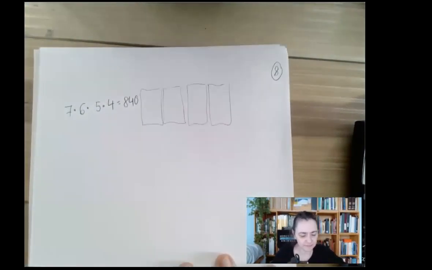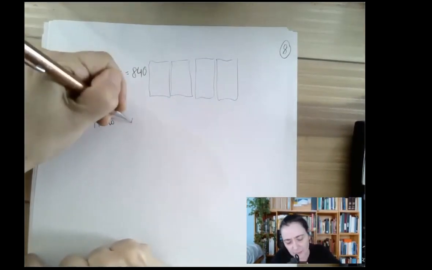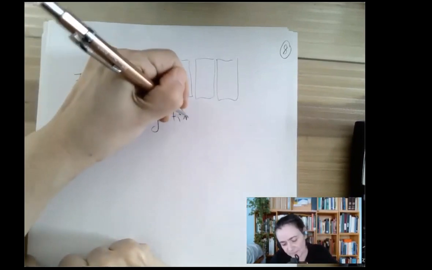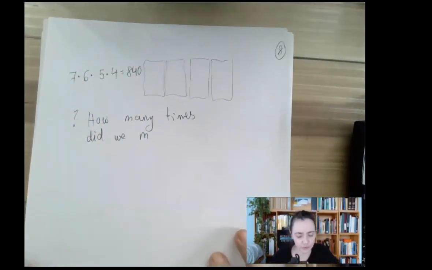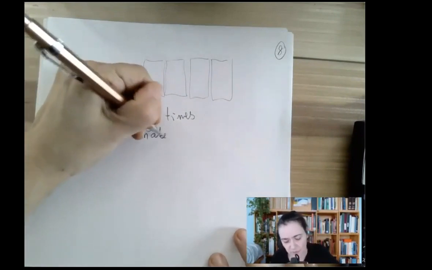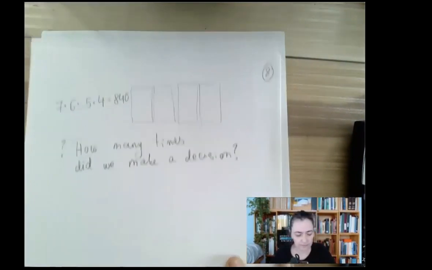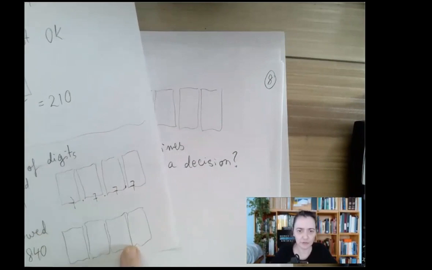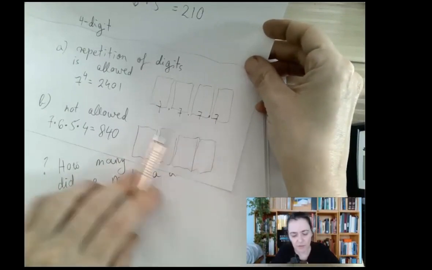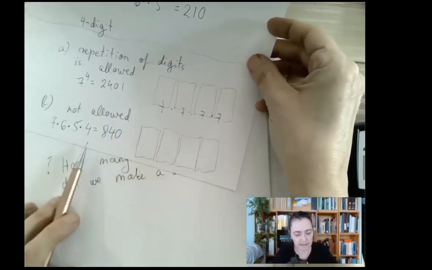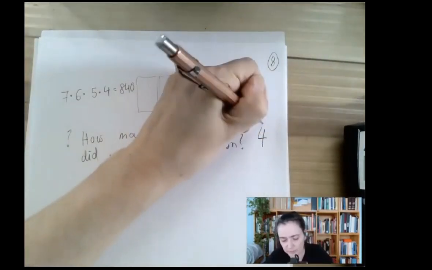There are 2 numbers, but the question is, in this case, how many times did we make a decision? How many times did we make a choice, so to speak? The answer is 4: for the first digit, the second digit, the third digit, the fourth digit. And both answers are structurally a product of 4 factors. Of course, the factors are not the same. So the answer is 4.